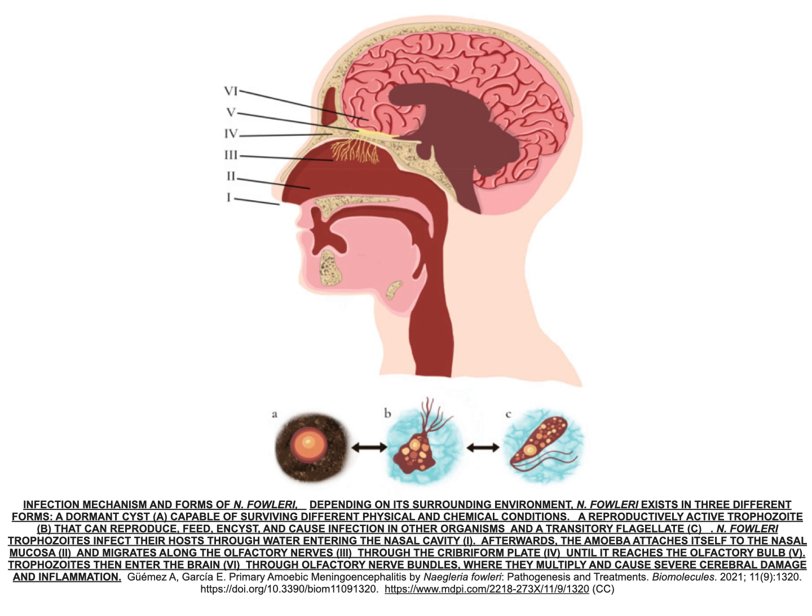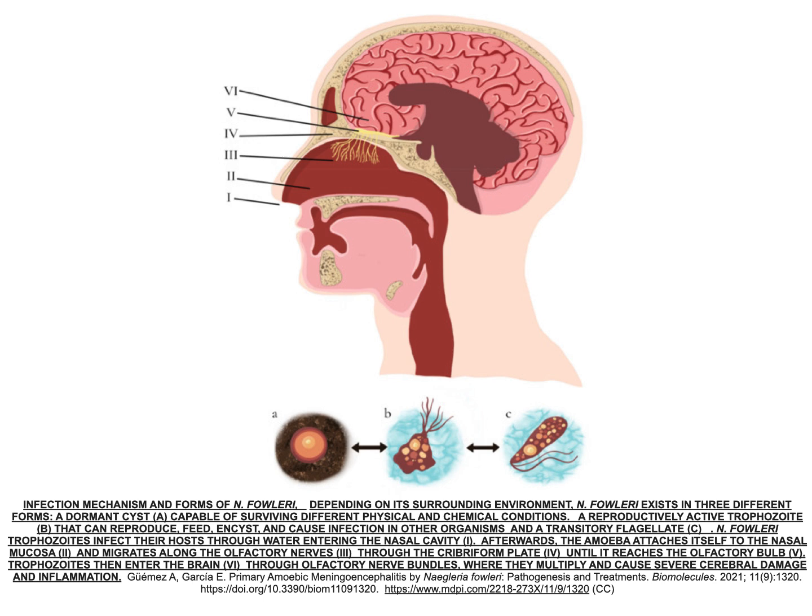Infection mechanism and forms of Naegleria fowleri. Depending on its surrounding environment, Naegleria fowleri exists in 3 different forms. A. A dormant cyst, capable of surviving different physical and chemical conditions. B. A reproductively active trophozoite, that can reproduce, feed, encyst, and cause infection in other organisms. C. And a transitory flagellate.